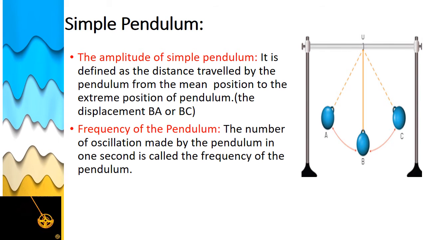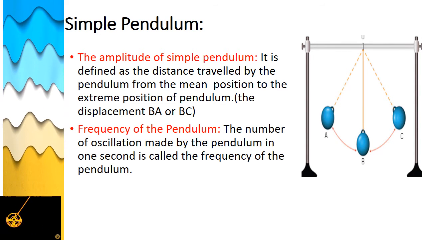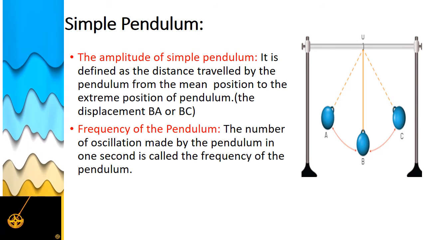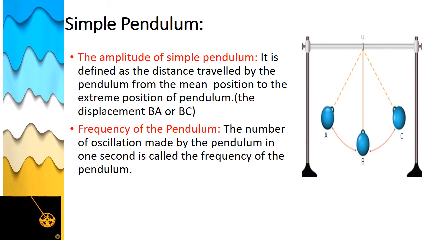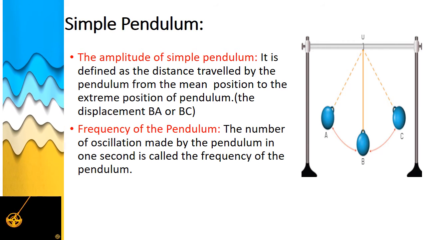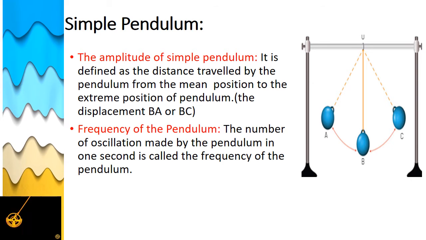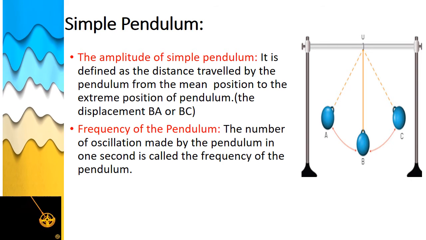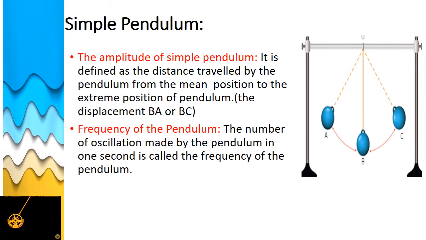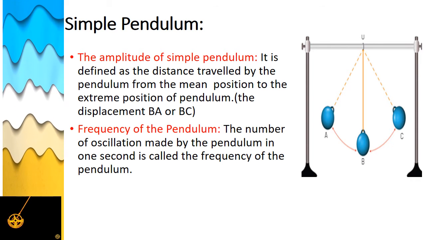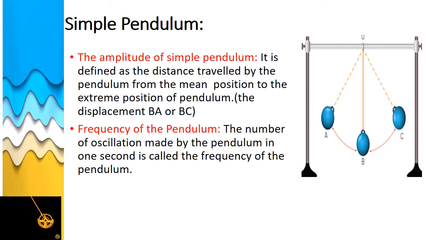Further, it is again going back from B to C, so that is also the amplitude of a simple pendulum. So in short, the displacement BA or BC is called the amplitude of a simple pendulum, which is the distance travelled by the pendulum from the mean position to the extreme position of the pendulum.